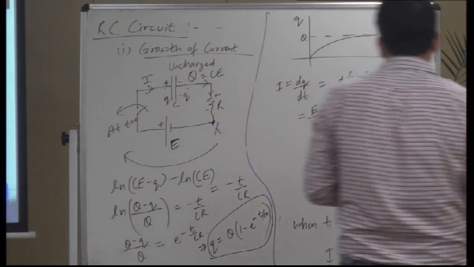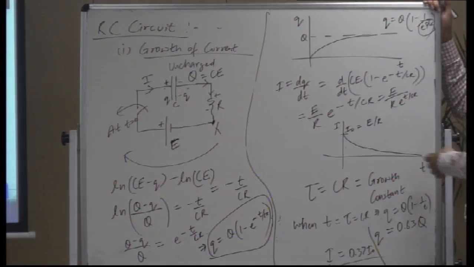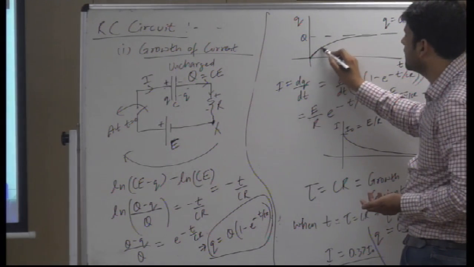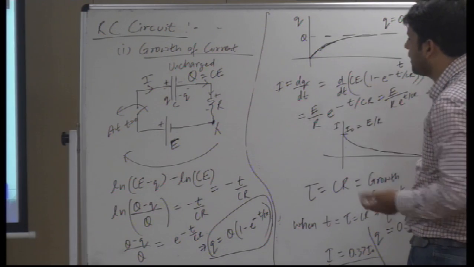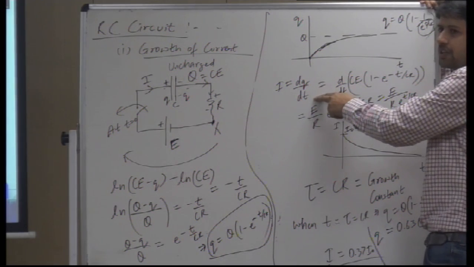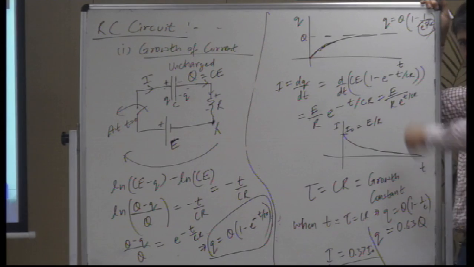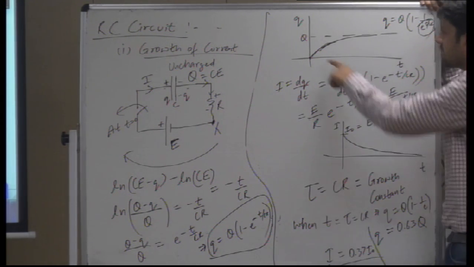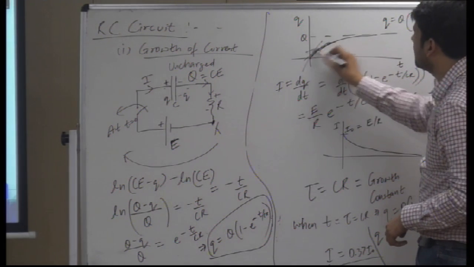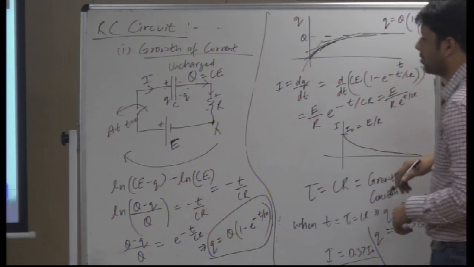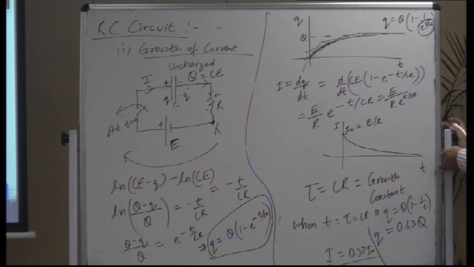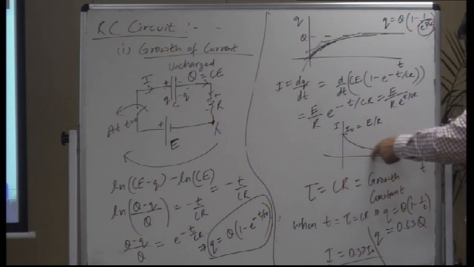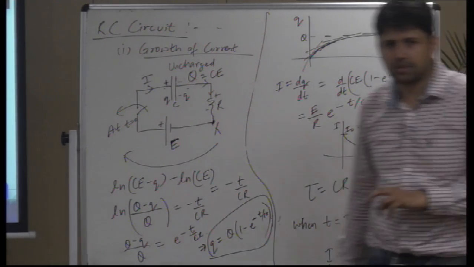For the current, the graph is reverse. You can see that charge is rising rapidly. Do you remember, I is dq by dt. So current is the slope of the charge-time graph. The slope is high here, then less, then less, and finally becomes 0. If you plot the slope, it comes out to be this. The value of I is high here, then less, then finally becomes 0 after infinite time. Is it okay?